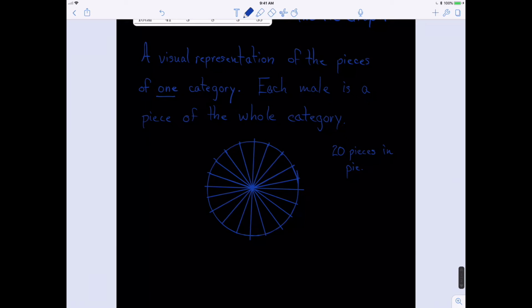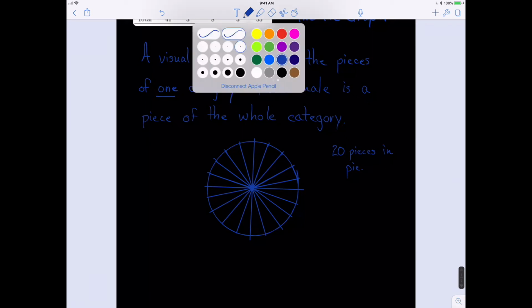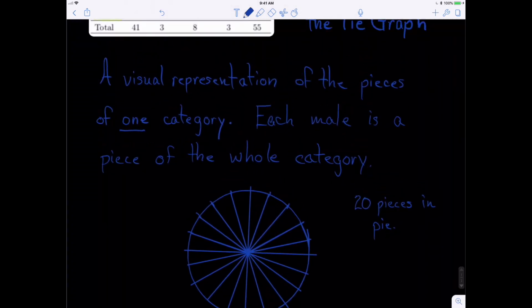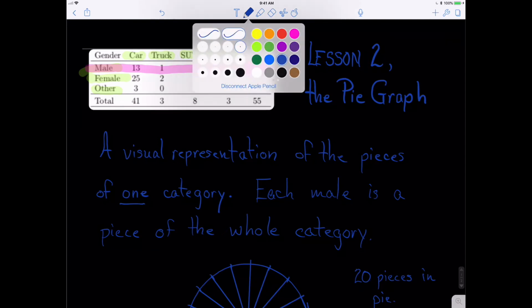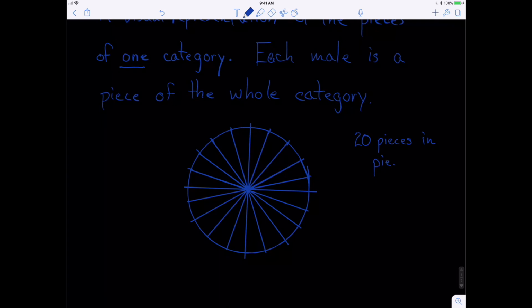So here we go. For each one, we're going to change this. So the males, let me undo that. If we go back up here, notice that for males, they could be driving a car, a truck, an SUV or minivan, or using another mode of transportation. So let's use different colors. I'm going to leave my blue lines, so let's do orange. Let's just start with the first one, cars. So males that drive cars will be represented in orange.